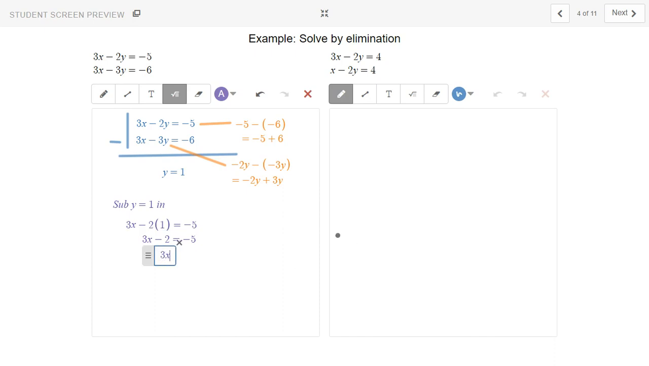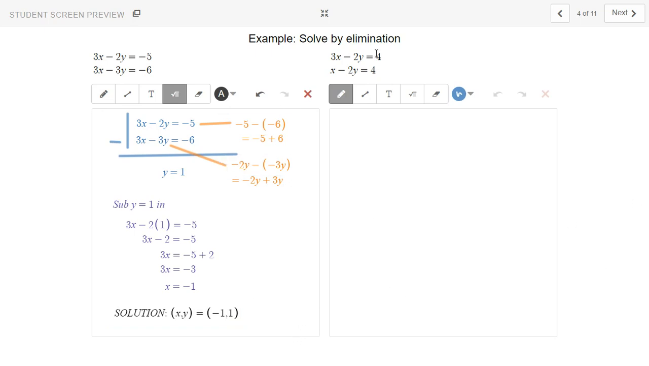Let's rearrange the equation. 3x is equal to negative 5 plus 2. And 3x is equal to negative 3. So x is equal to negative 1. We have our y value, we have our x value. So we can have our solution, x, y coordinate is equal to negative 1 and positive 1.